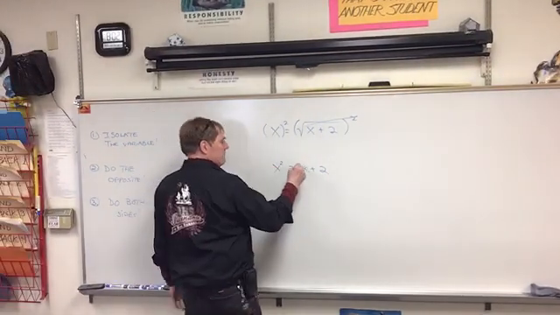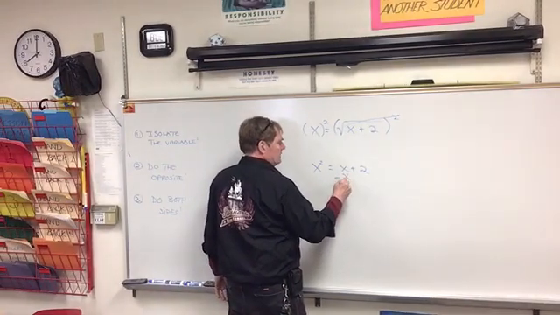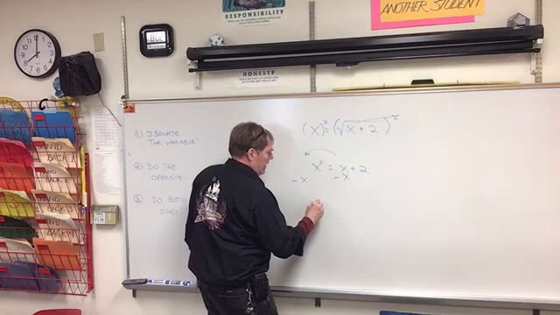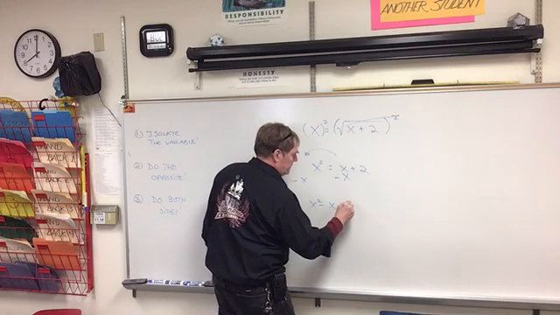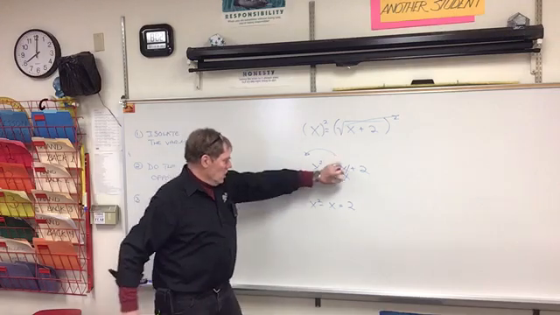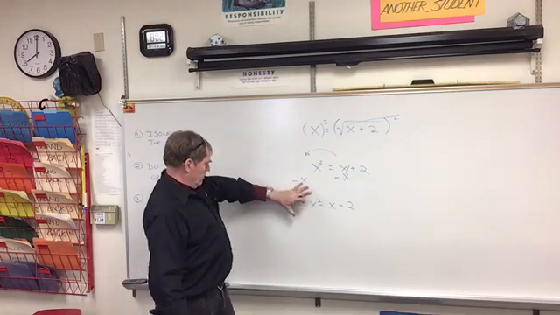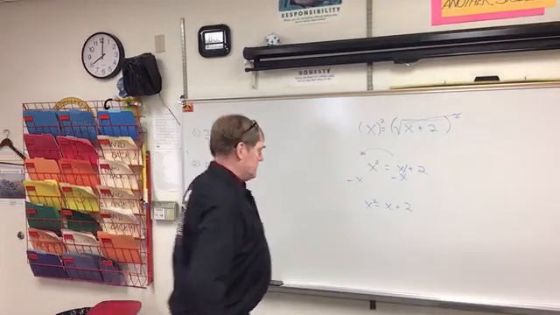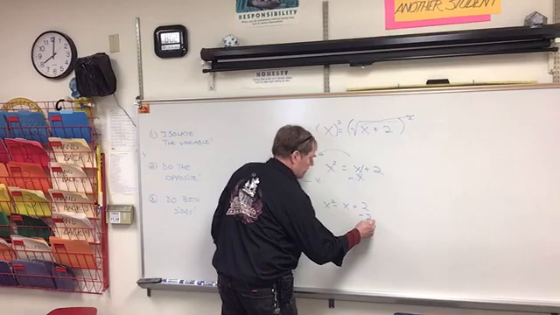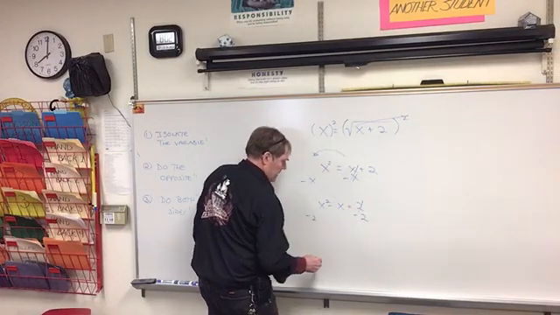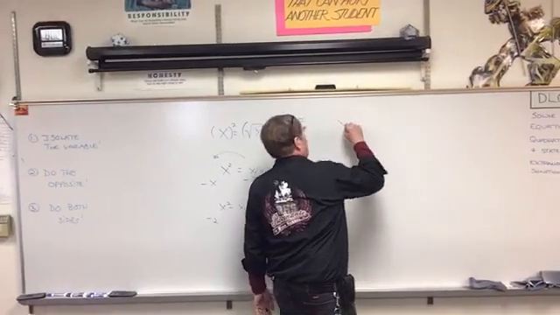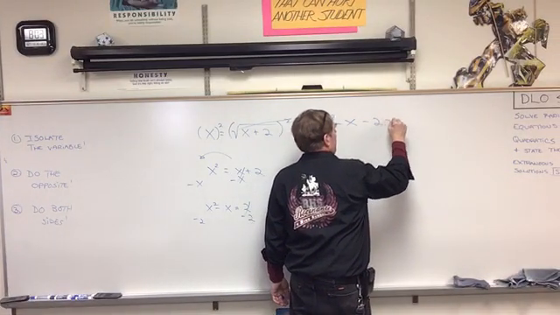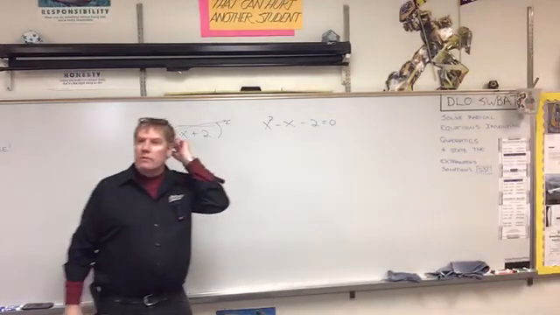What's the opposite of plus x? Minus x. So I'm moving this guy over here. Whatever I do to one side, do the other. x squared minus x equals 2. Now I'm going to move the 2 over to the right side too. The opposite of plus 2 is minus 2. x squared minus x minus 2 equals 0. There we go. We've got a nice quadratic now.